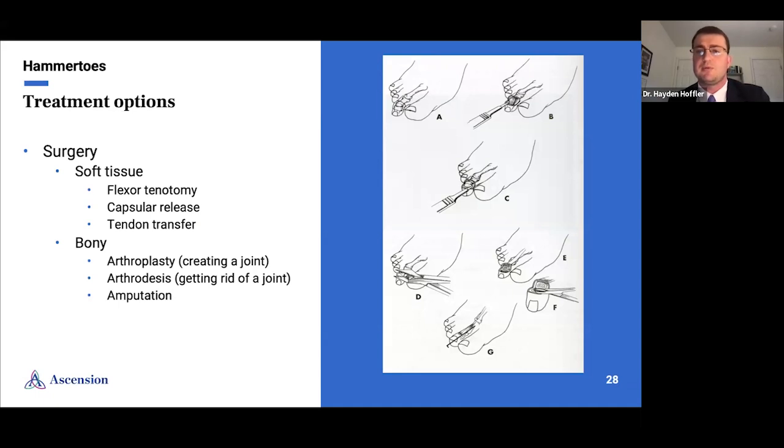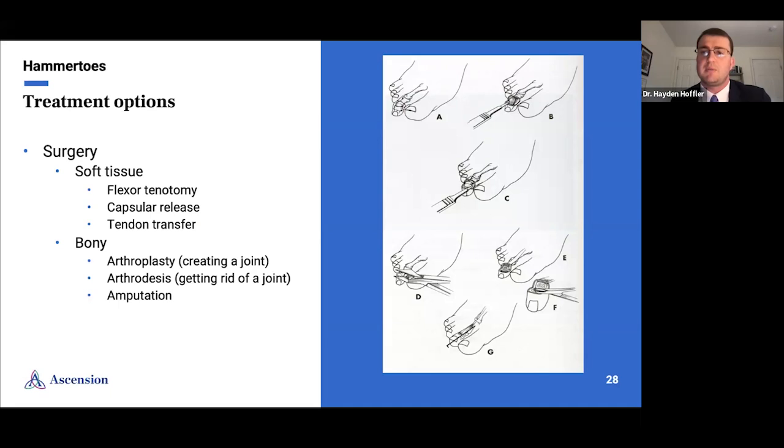Flexor tenotomy, which we'll jump into, is releasing the tendon. Capsular release, which is more or less at the joint back in this area. Tendon transfer, which we'll talk about as well, which is just a small tendon in the toe, believe it or not, that can be transferred. And then there's the bony procedures. So arthroplasty, meaning creating a joint. Arthrodesis, similar to bunions, that means getting rid of the joint.